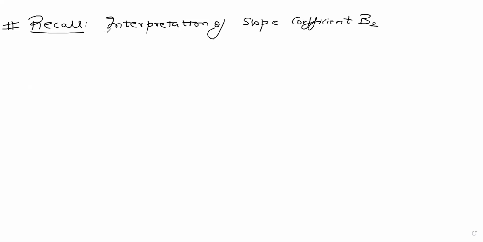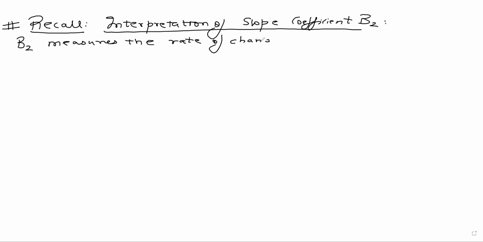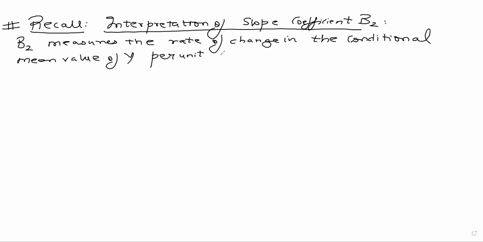Interpretation of the slope coefficient B2. So we can write, B2 measures the rate of change in the conditional mean value of y per unit change in the variable x.